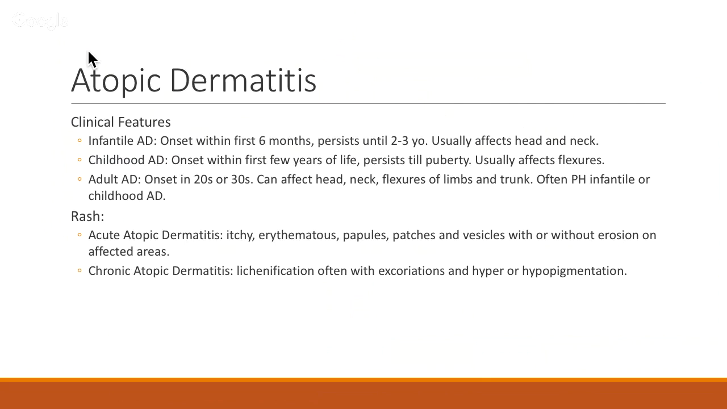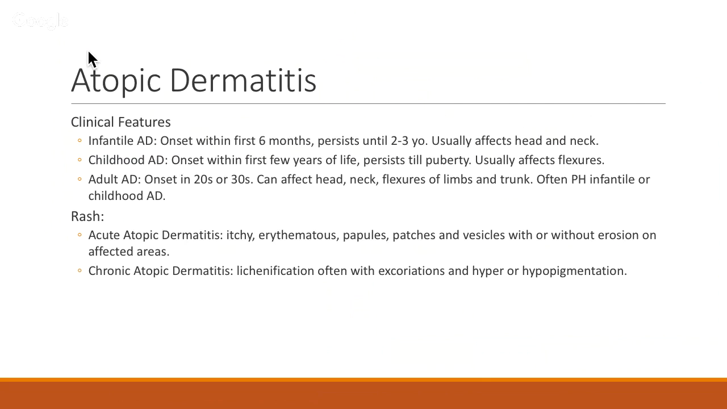And if you do get it in your adulthood, whether in your 20s or 30s, you probably also had it when you were a child. In terms of the rash, be able to know the classic description and be able to describe it. So a pruritic erythematous rash characterized by papules, patches or vesicles.